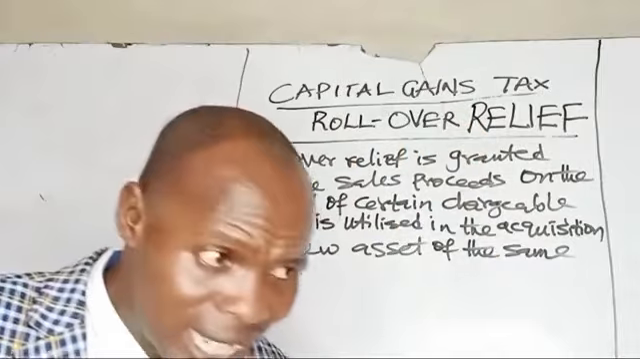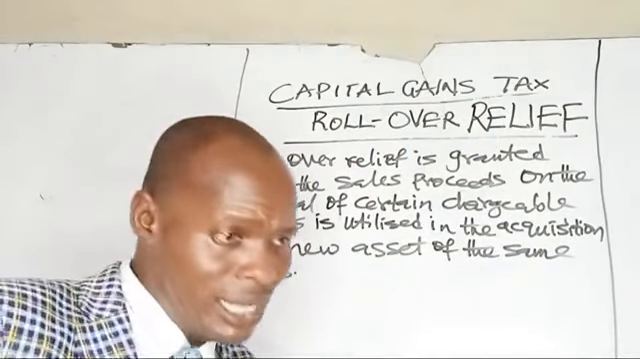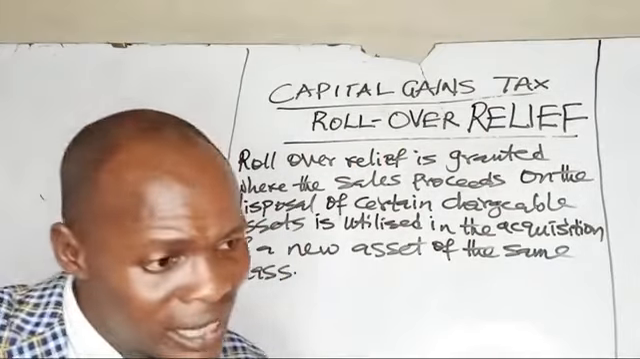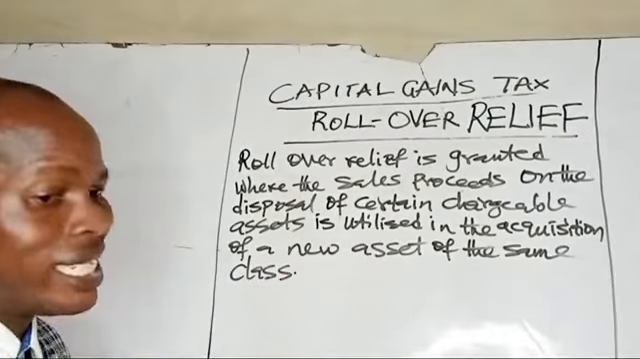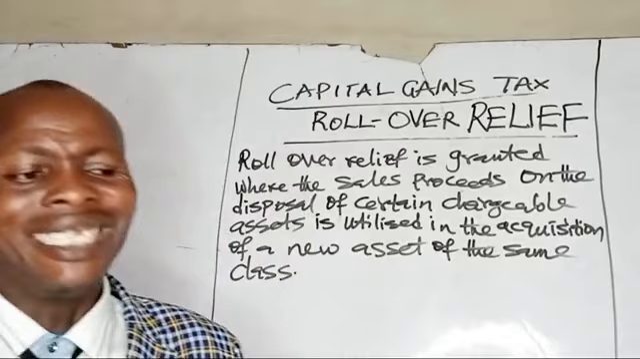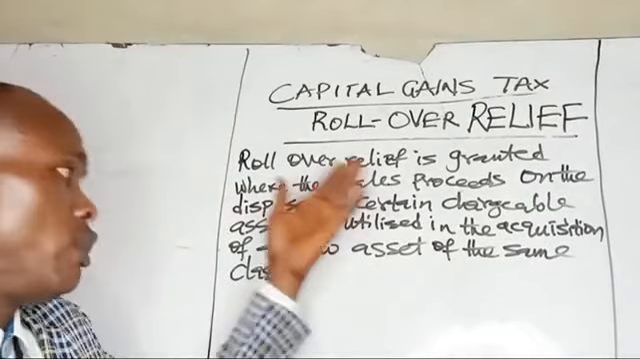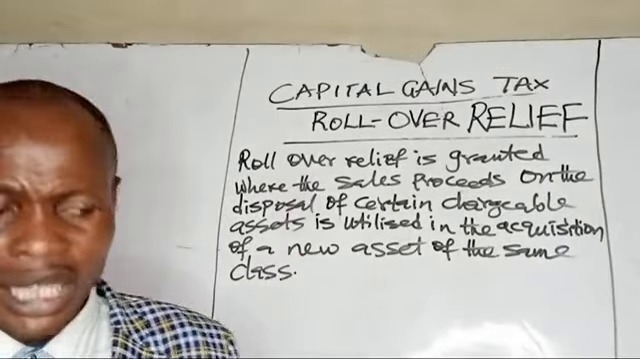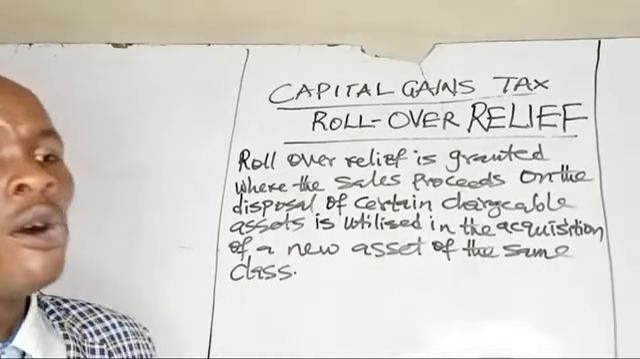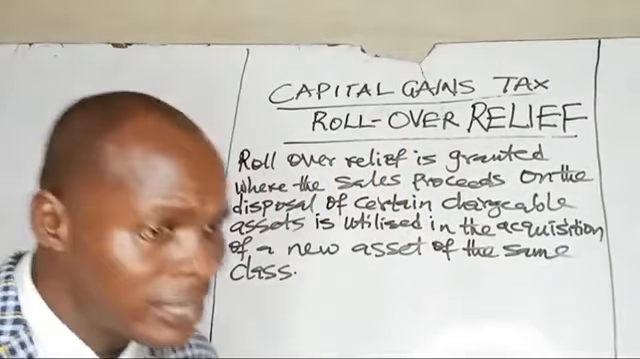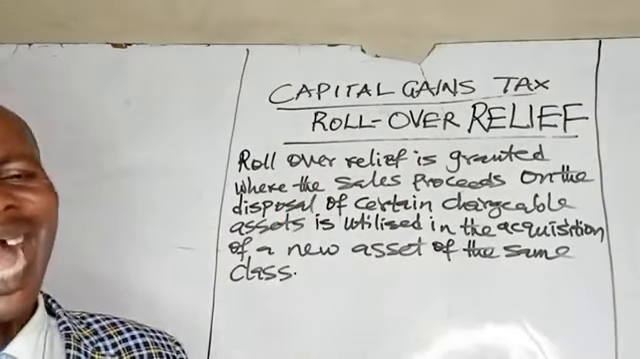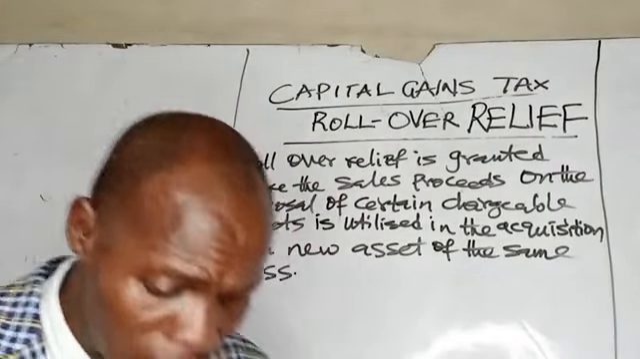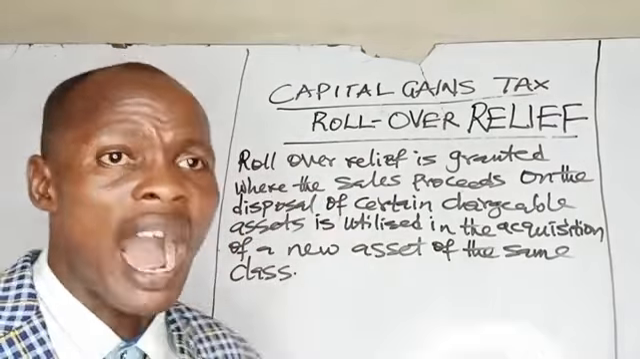Rollover relief is granted if the consideration received on the disposal of an old asset for the purpose of trade is applied in acquiring a new asset in replacement. So, if the consideration received on the disposal of an old asset used for the purpose of trade is applied in acquiring a new asset in replacement, that is rollover relief.